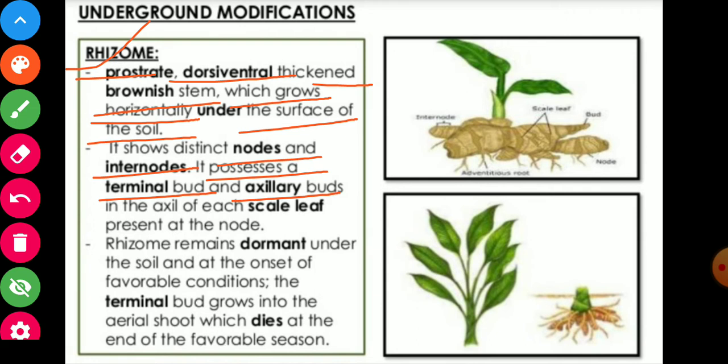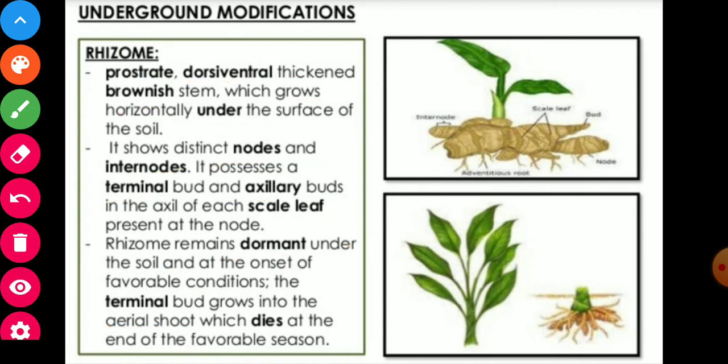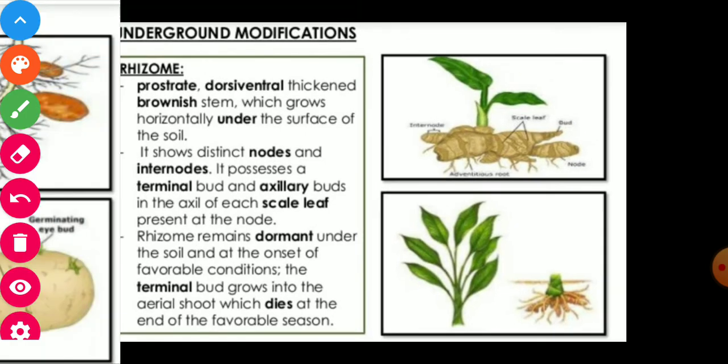In the axil of the scaly leaves, the rhizome remains dormant under the soil, and at the onset of favorable conditions, the terminal bud grows into an aerial shoot which dies at the end of the favorable season. So rhizomes can be used as a part for growing new plants.